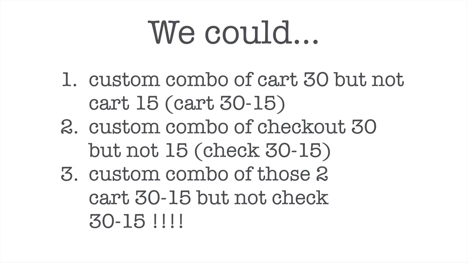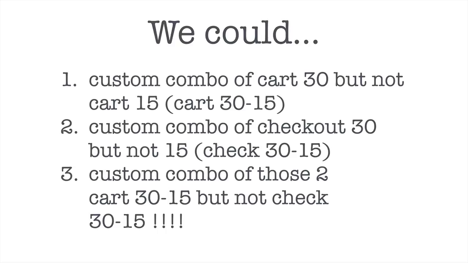Custom combinations are ways of combining 2 lists using some Boolean logic. So here we're saying show me everybody on the cart 30 list, people that have viewed the cart in the last 30 days, but not people on the cart 15 list. That would be the first one we'd have to create.